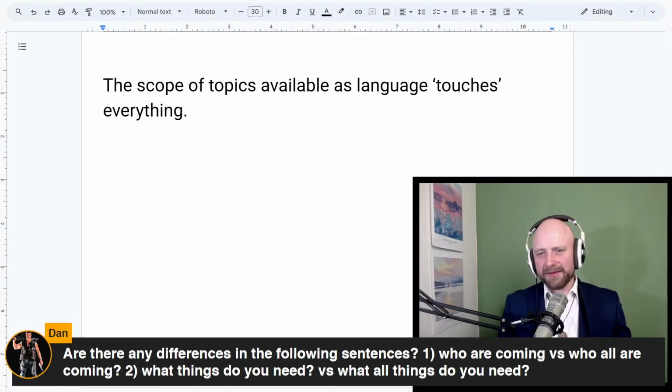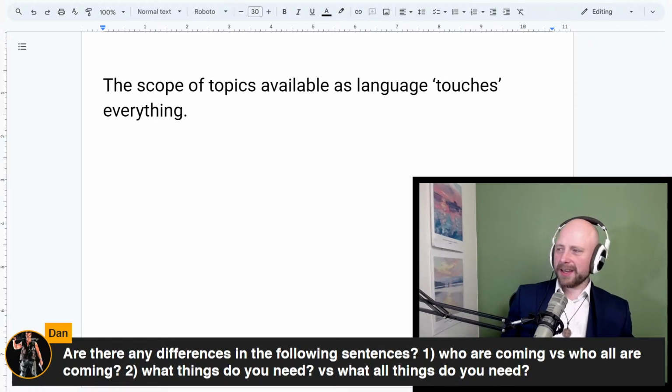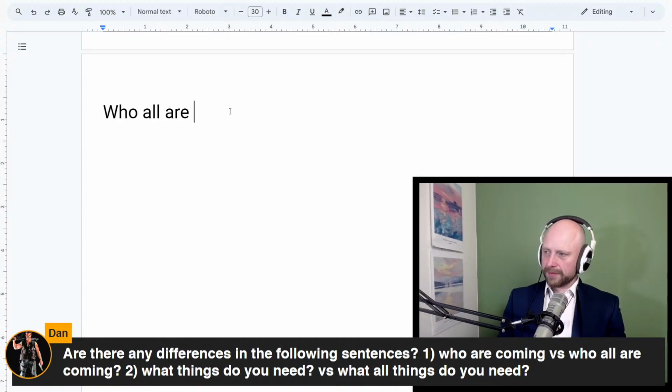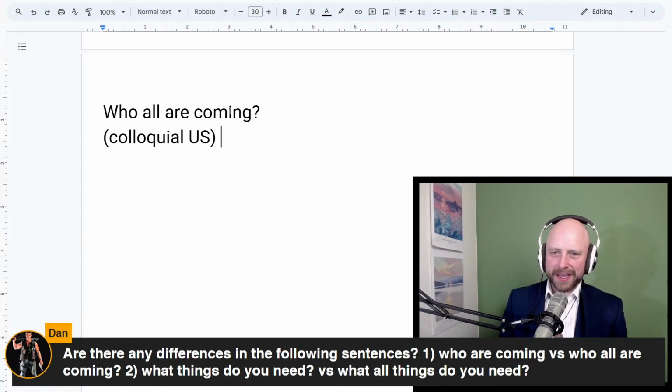Are there any differences in the following sentences? Who are coming? Who all are coming? What things do you need? What all things do you need? So the first one, this is like colloquial US. It might even be so-called African American vernacular English, which I think is called AAVE.